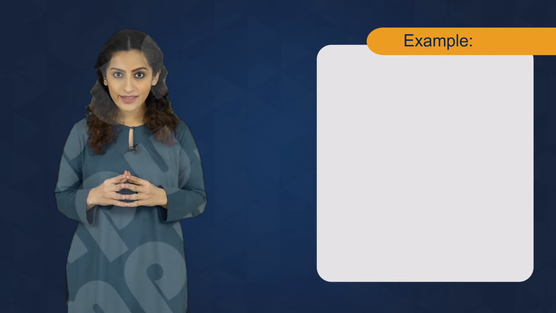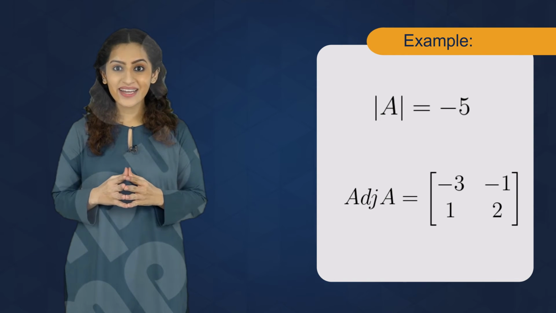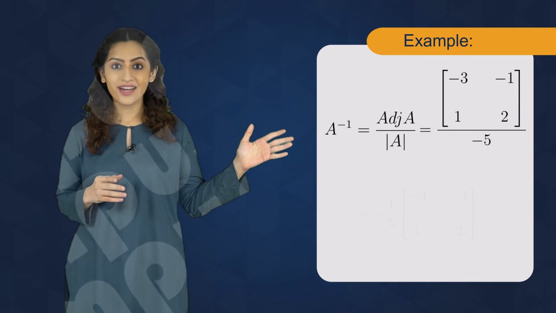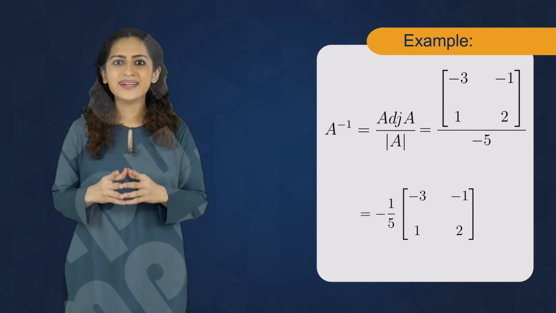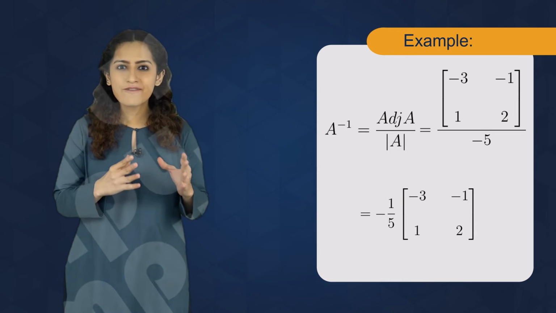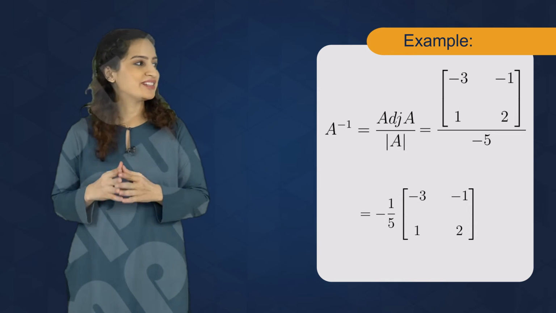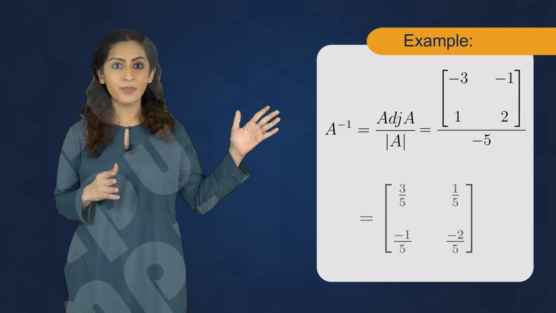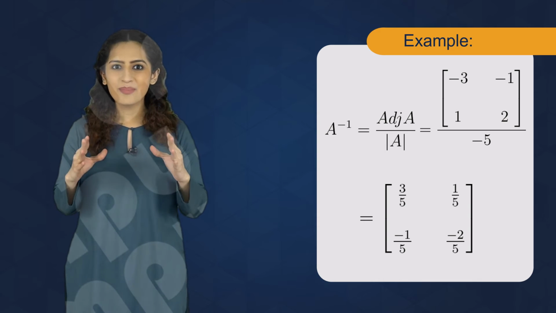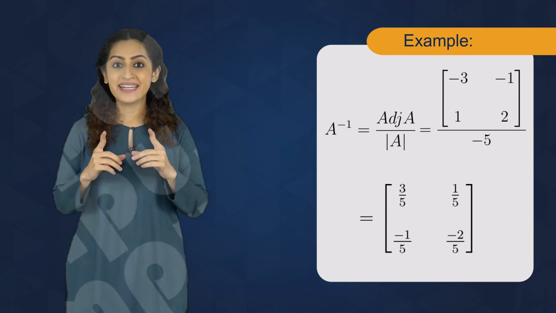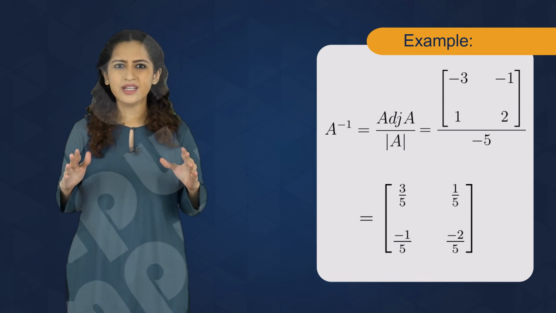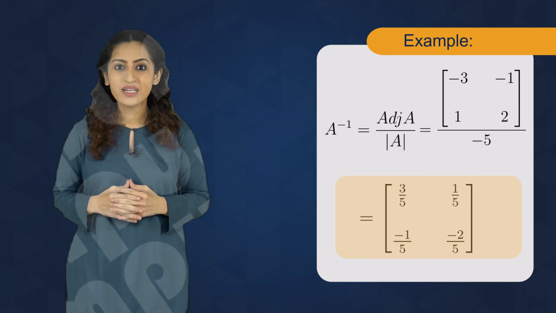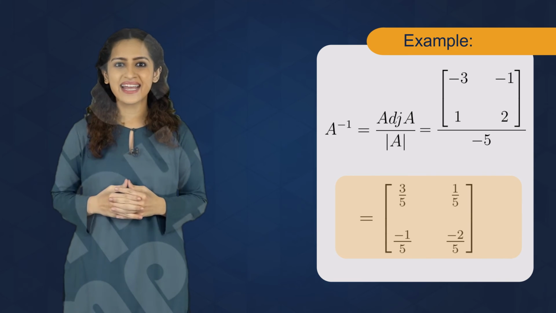Now that we have both the determinant and the adjoint, put them in the formula. This negative 5 down here divides the whole matrix, which means that it will divide every individual term of this matrix above it. After placing negative 5 under every number, we can see that no number is further divisible, and decimal values are undesirable, so we leave them as they are. This is your final matrix, which is representing the inverse of A.